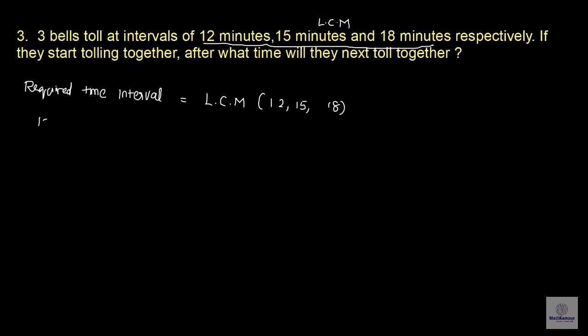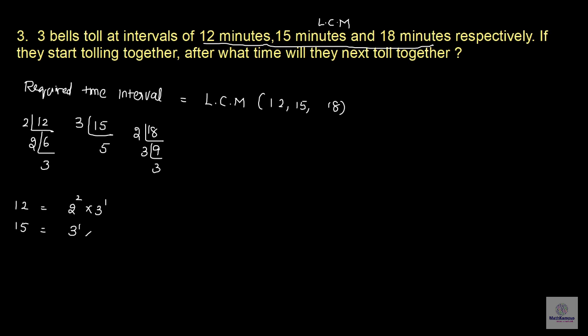12 on dividing by 2 we get 6. 6 when divided by 2 we get 3. 15 when divided by 3 we get 5. 18 on dividing by 2 we get 9. 9 when divided by 3 we get another 3. So 12 can be uniquely expressed as 2 square into 3 power 1. 15 can be expressed as 3 power 1 into 5 power 1. 18 can be expressed as 2 power 1 into 3 square.